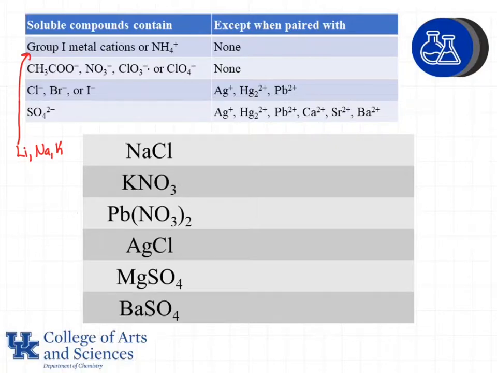Looking at the halides, chloride, bromide, and iodide, we'll see that they are generally soluble, but there are some exceptions when paired with either silver, mercury, or lead. Sulfates are generally soluble, except when paired with silver, mercury, lead, calcium, strontium, or barium.